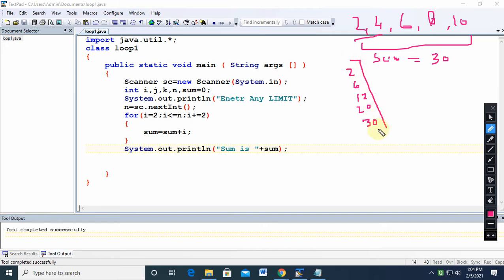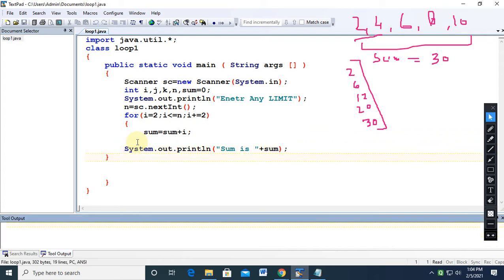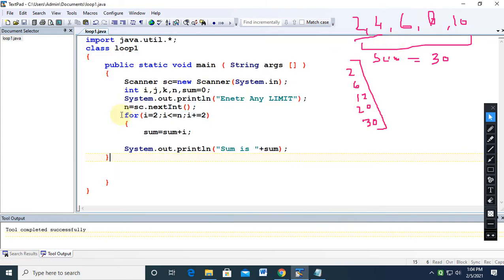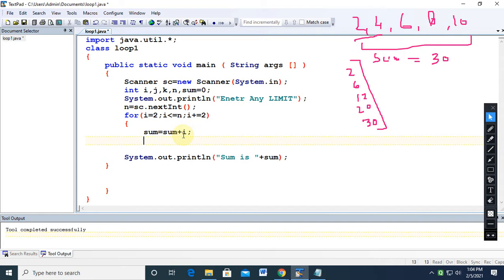Okay, let me show you that also. Now see, inside the loop, you are getting the same output. See here: 2, 6, 12, 20, 30. The same output is coming, right? But this is wrong, because there must be a single output. Am I clear?